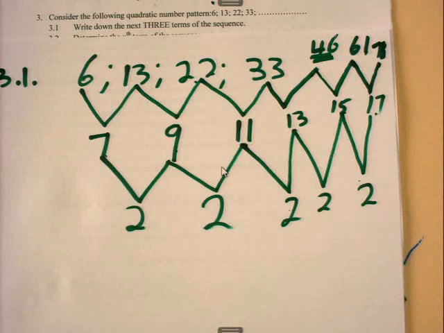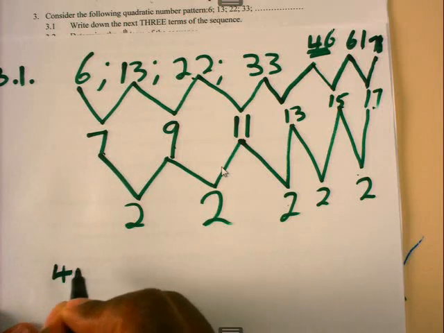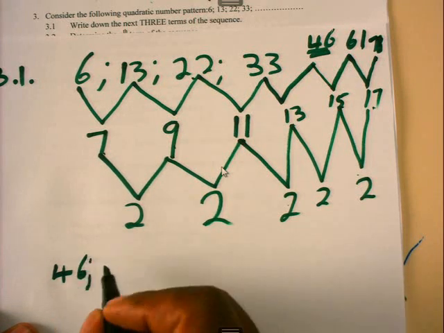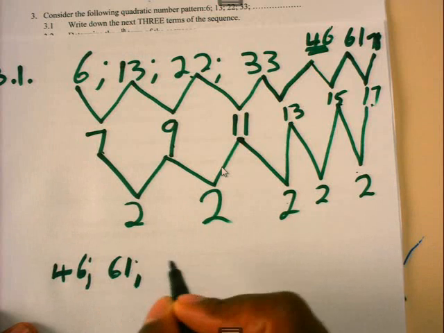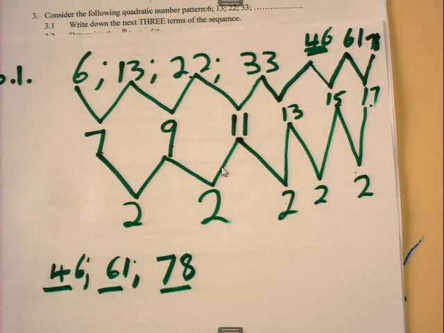So if the question says determine the next 3 terms of the sequence, the next 3 terms are 46, 61, and 78. Those are the next 3 terms of the sequence.